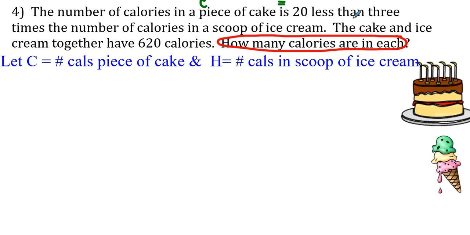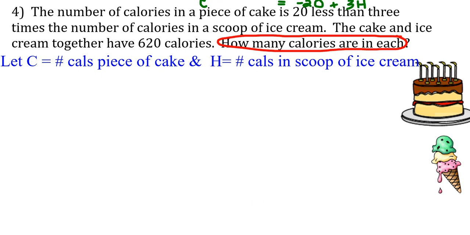20 less than, well, 20 less means we're taking away 20 from something. 3 times the number of calories in a scoop of ice cream. Well, we know the scoop of ice cream calories is H. We want 3 times that amount, so we'd have 3H. And so these two items together make up the total calories for our cake. So we have one equation right here, talking about the total calories in the cake.